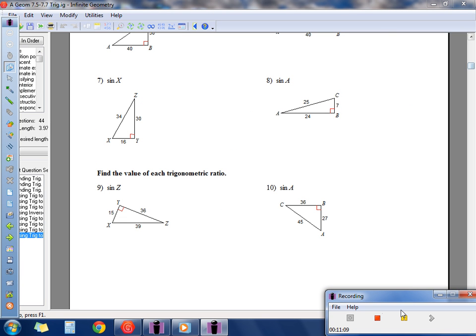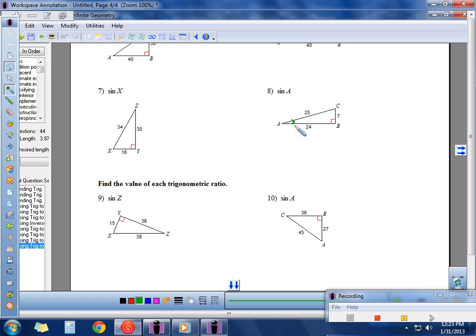Number 8's really similar, except this time they ask for sine of A. So what's our first step? We mark angle A. Tells us angle A here, so we mark it. We put our little angle symbol inside A. You could put theta if you wanted. And then we got to be focusing on sine. We got to remember the sine ratio. Sine was what over what? Okay, so where's the opposite? 7. And then opposite over where's hypotenuse? 25.